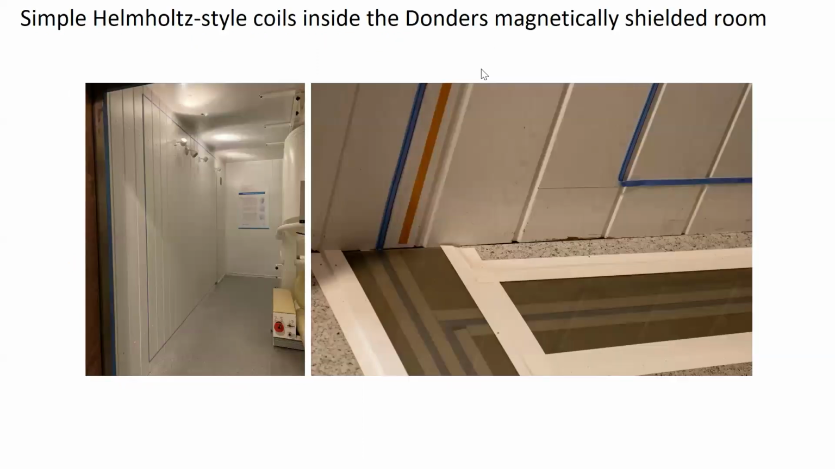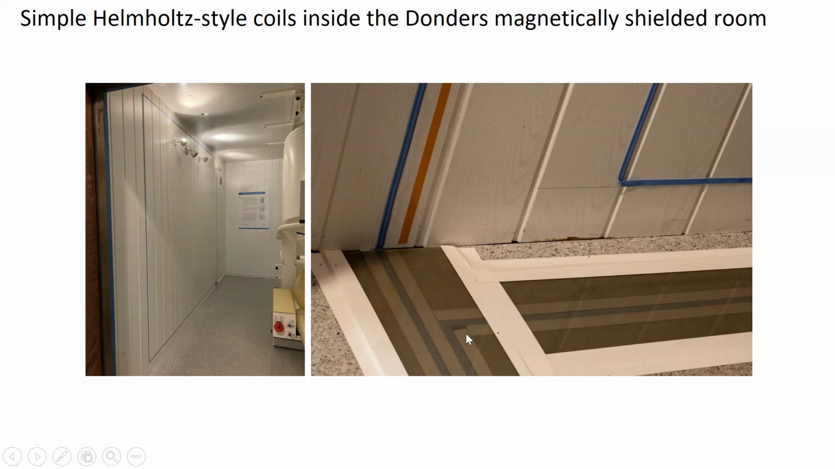So at the Donders, for about 1 year, we've been experimenting with OPM. We have a 32-channel OPM system. Initially, when we set it up, we started by adding simple Helmholtz-style coils inside our magnetically shielded room. Here you can see them along the wall. There's basically a blue wire running over the wall. That's this wire. And here on the front wall and on the floor, we have similar coils.